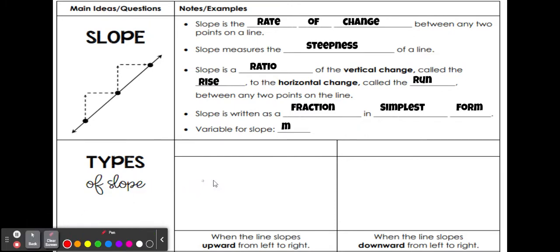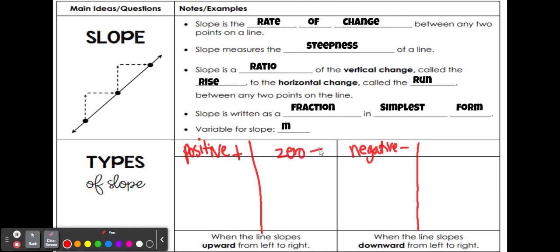So there are 4 different types of slopes we're going to look at. So I'm going to cut these in half and talk about a positive slope, a negative slope, and we also have zero slope and undefined.